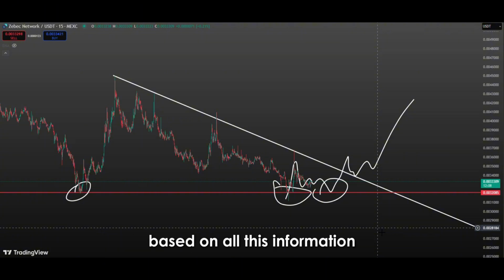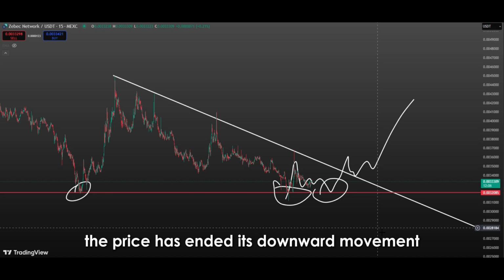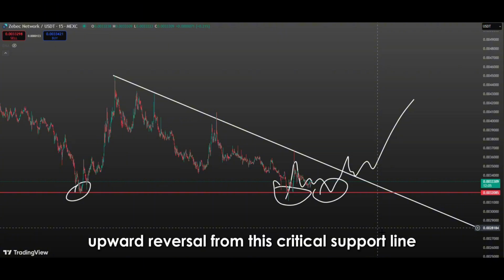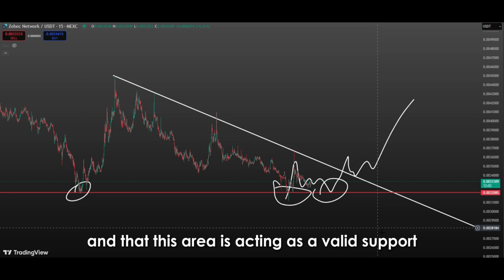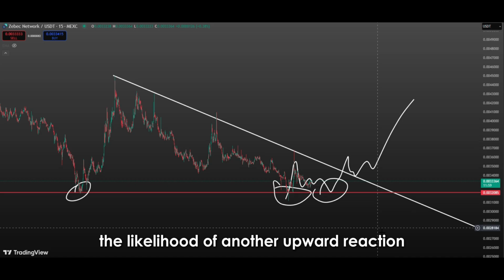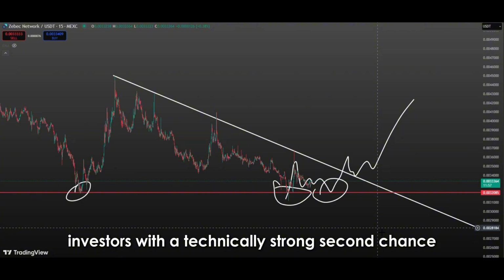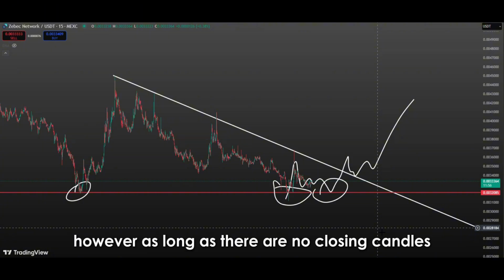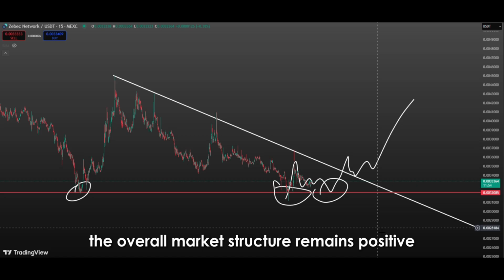Based on all this information, it can be stated that in the current chart, the price has ended its downward movement at a certain level and made a strong upward reversal from this critical support line. This reversal clearly shows that buyers are still strong in the market and that this area is acting as a valid support. If the price returns to this level again in the future, the likelihood of another upward reaction from the same zone is quite high. This provides investors with a technically strong second chance. However, as long as there are no closing candles below this level, the overall market structure remains positive.